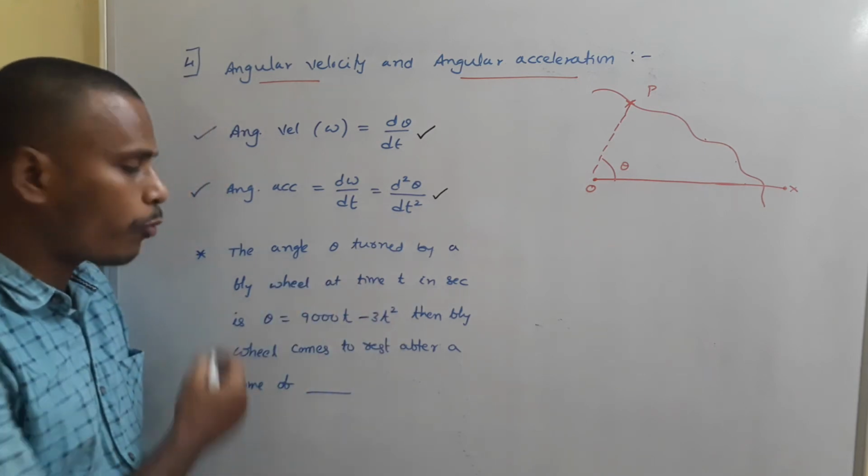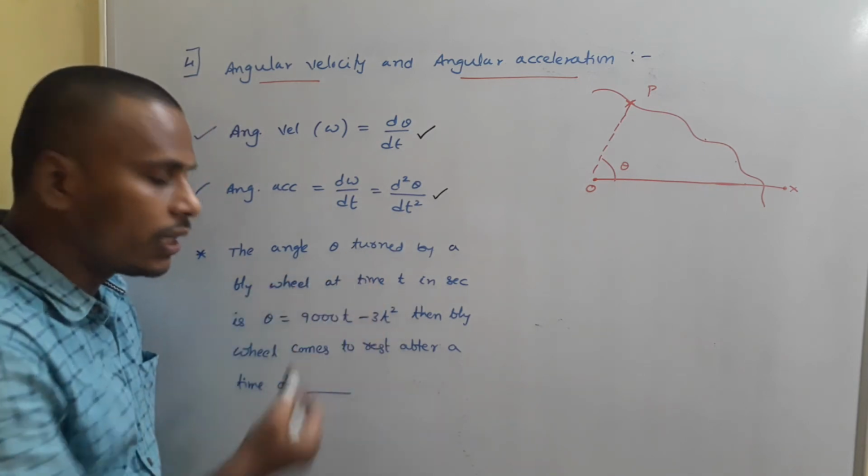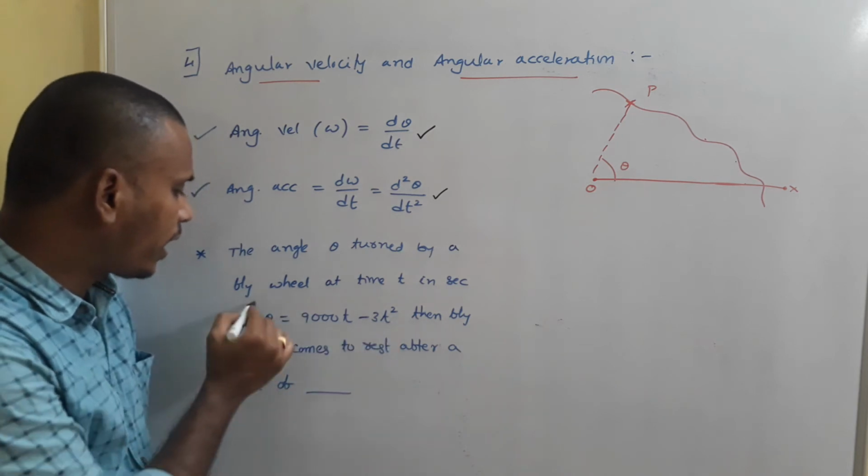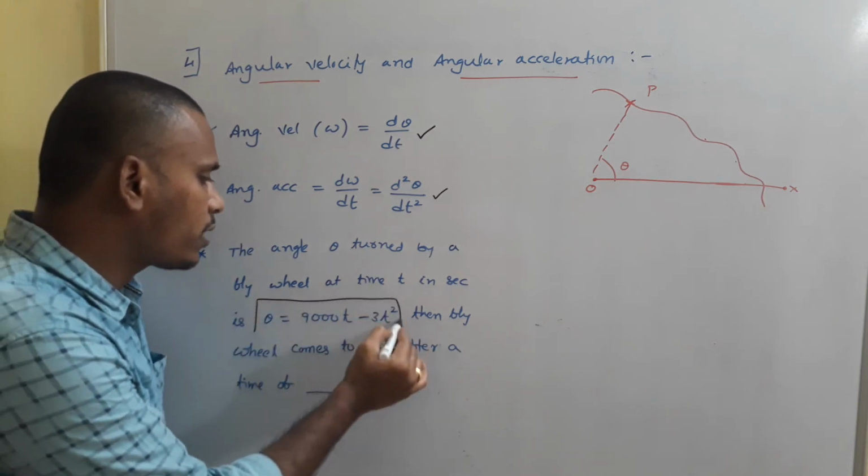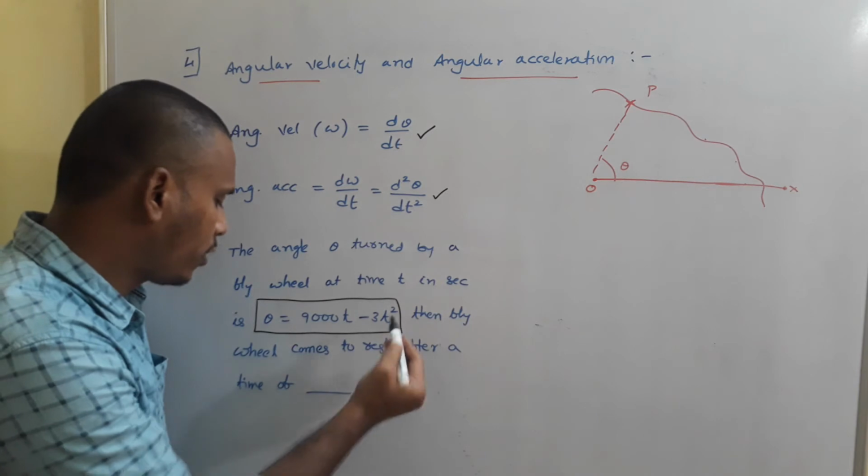Okay, and now I have a problem here. The angle theta turned by a flywheel at a time t is given by theta = 9000t - 3t^2.